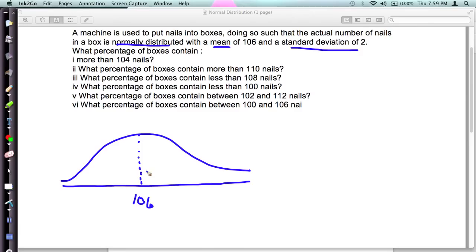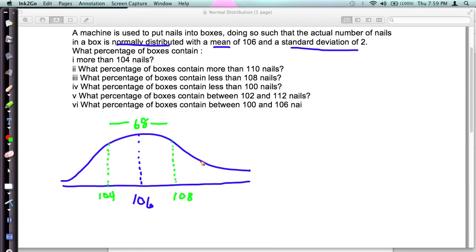And now we're going to use the information they give us to label the next amounts. So 1 standard deviation away brings us 2 over, so we get 108. And going to the other direction, we would get 104. And then remember, for 1 standard deviation away, we're talking about 68% fall within 1 standard deviation.